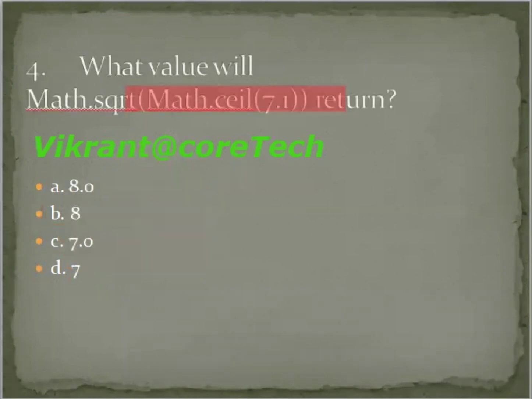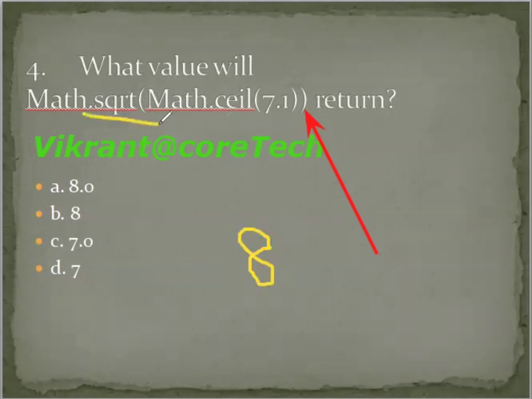What is Math.ceil doing here? The ceil is going to round towards the upper limit. It means this 7.1 should become 8. This is sqrt of 7.0. So if I talk about 7.1, the ceil will be 8, which is 8.0. And now let us try to find the square root of this.